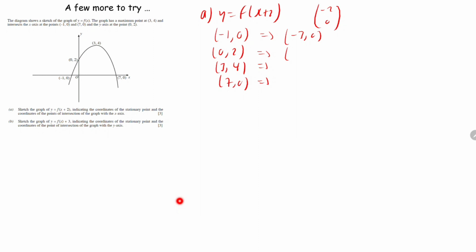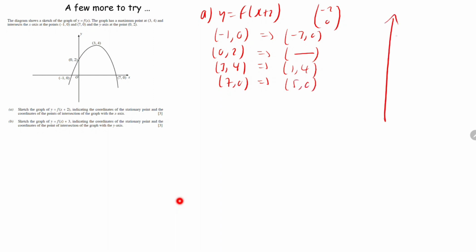This one is going to be an erroneous coordinate because while 0 minus 2 will be minus 2, we don't know how that's going to affect the y coordinate. So this one, which is our intercept, is going to be moved across, but we don't know where that new root is going to be because we don't know what the actual curve is. Then we've got 3 minus 2, which is 1, 4, and then 5, 0 for the last one.